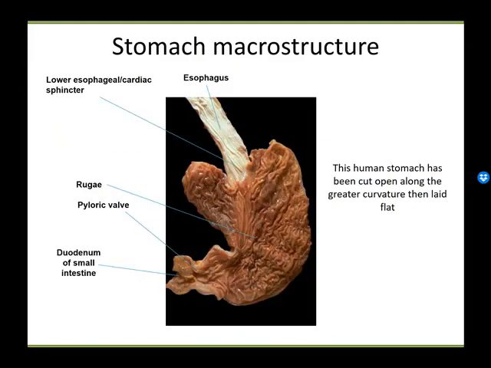Here's an image of a human stomach. This has been cut open and laid flat. So we can definitely see those rugae on the inside right there. We can see the pyloric valve pretty clearly right here in the very beginning of the duodenum. We can kind of sort of see the lower esophageal sphincter. We kind of have to squint a little bit. And the esophagus though, wow, it's such a different color, right? So in this particular image, we've cut the stomach along the greater curvature and then just laid it flat.